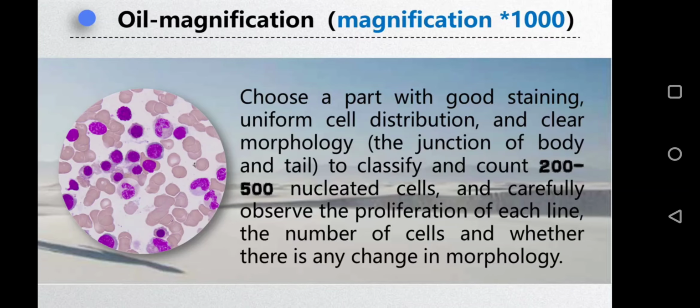Choose a part with good staining, uniform cell distribution, and clear morphology. At the junction of body and tail, classify and count 200 to 500 nucleated cells and carefully observe the proliferation of each cell series, the number of cells, and whether there is any change in morphology.